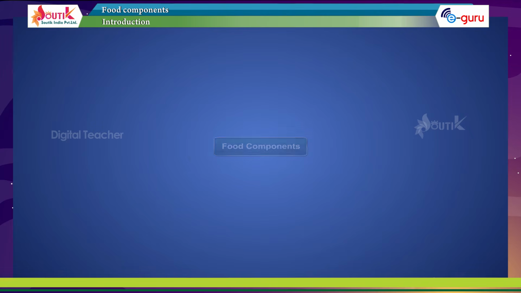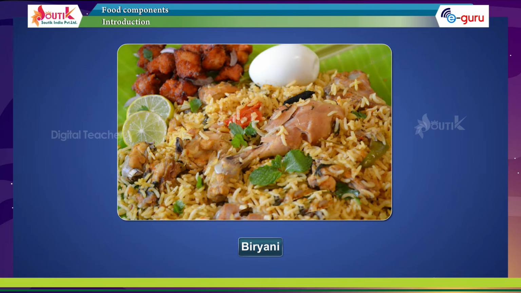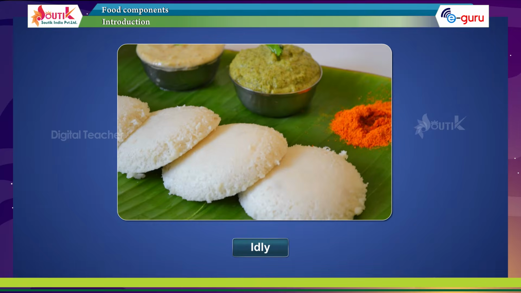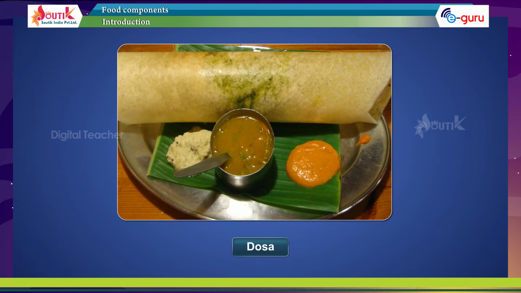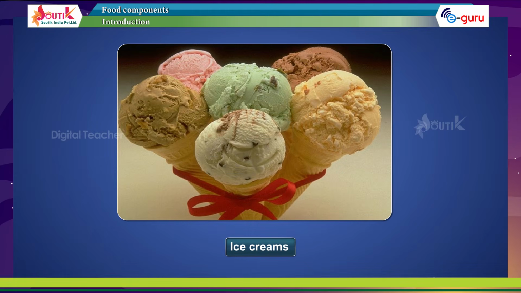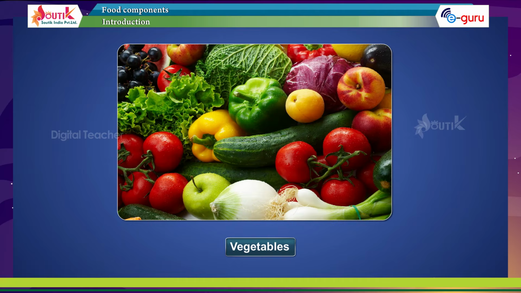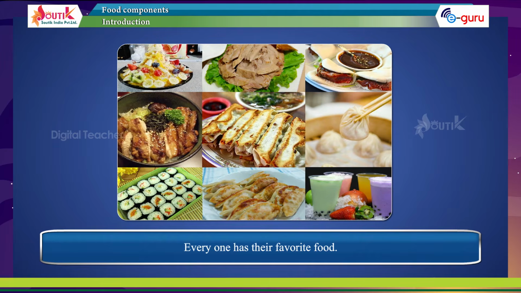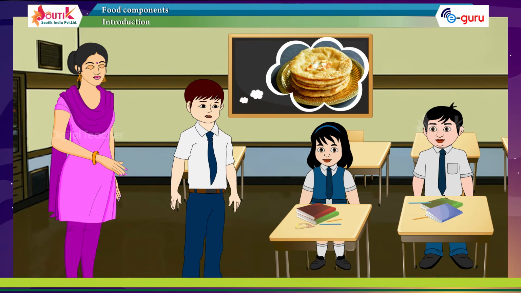Food components. We eat many kinds of food like biryani, pulihora, idli, chapati, dosa, chicken, cakes, ice creams, fruits and vegetables. Everyone has their favorite food. What is your favorite food dish? My favorite dish is puri.